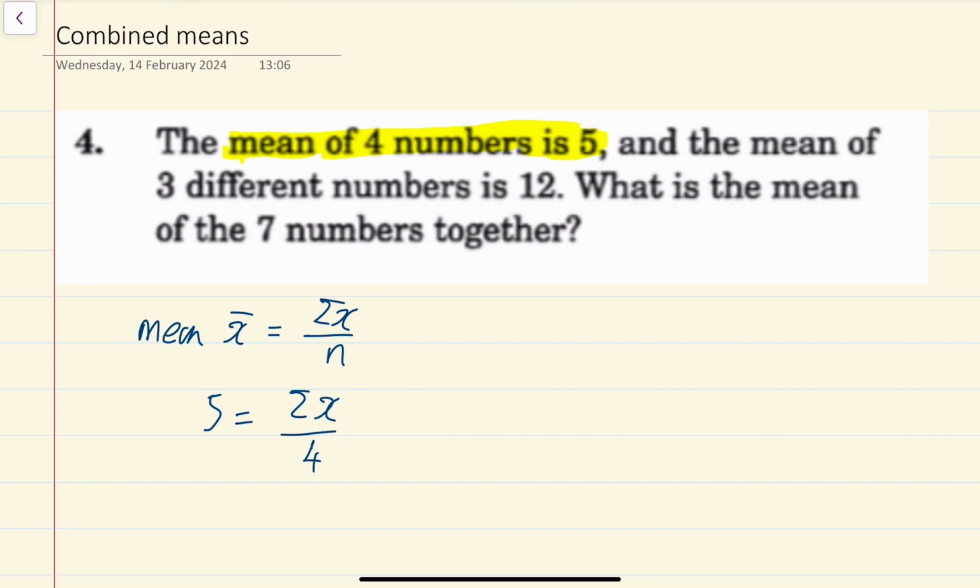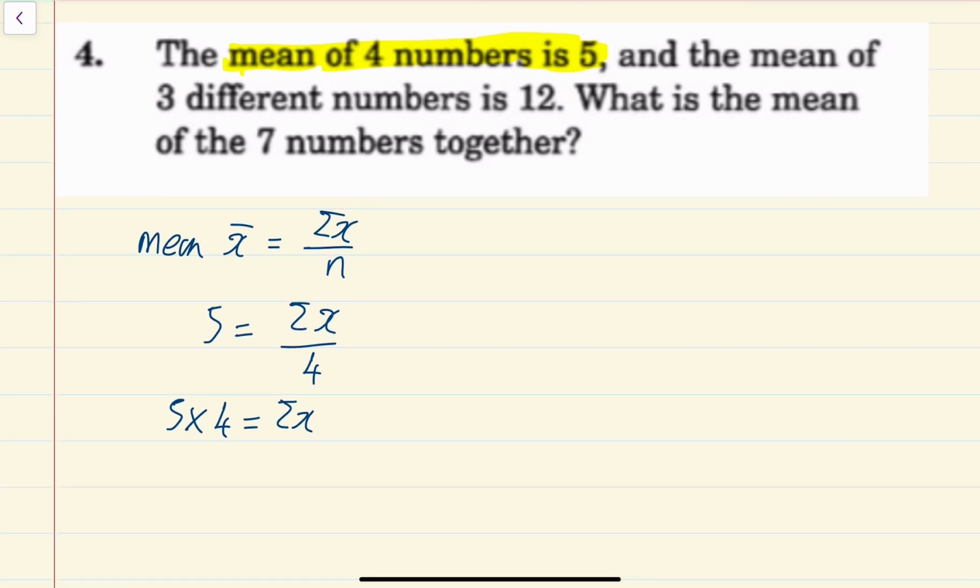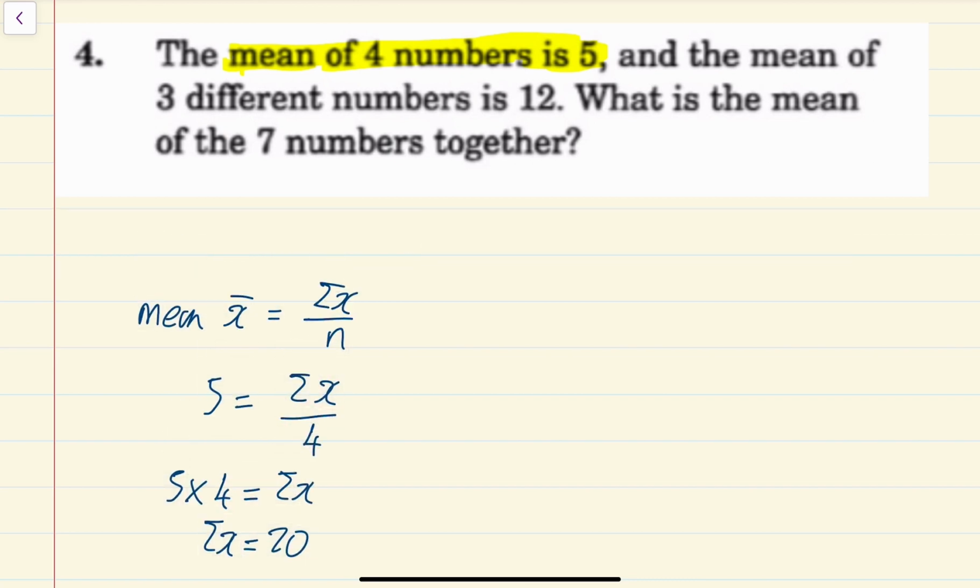To find the total, we're just going to cross multiply. So that 4 comes across and multiplies. This is going to be equal to 20, so sigma x equals 20. So 20 is the total for all 4. Okay, I should have said this is for the first 4 numbers.